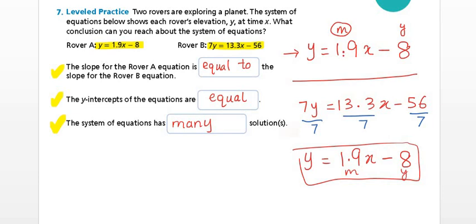So when both the y-intercept and the slopes are exactly the same, this is the case of the overlapping lines. That means there are many solutions.